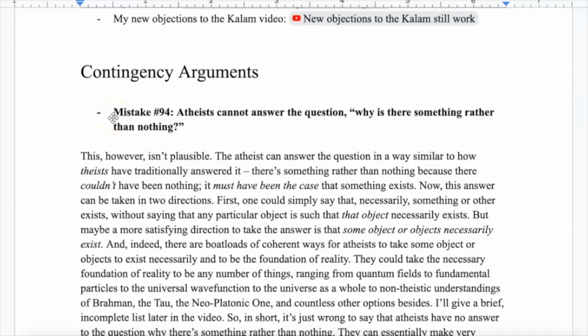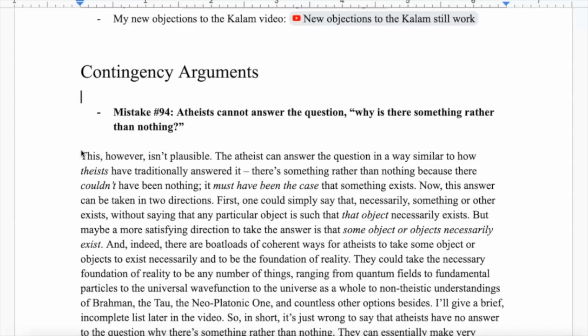So, mistake number 94. Atheists cannot answer the question, why is there something rather than nothing? As I say here, this is a mistake. This claim is not plausible. The atheist can answer the question in a way similar to how theists have traditionally answered it. There's something rather than nothing because there couldn't have been nothing. It must have been the case that something exists.